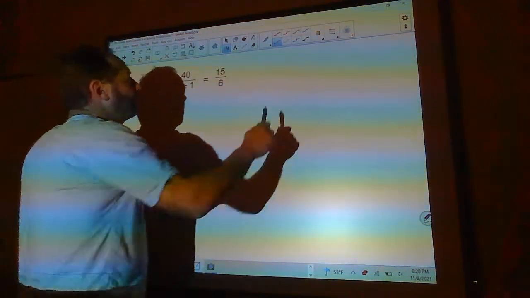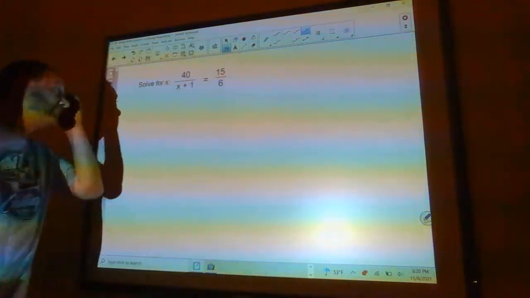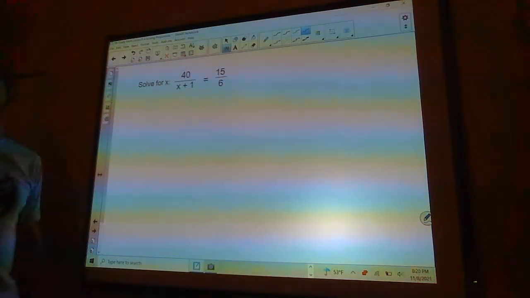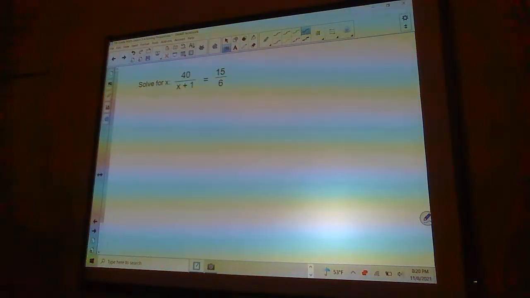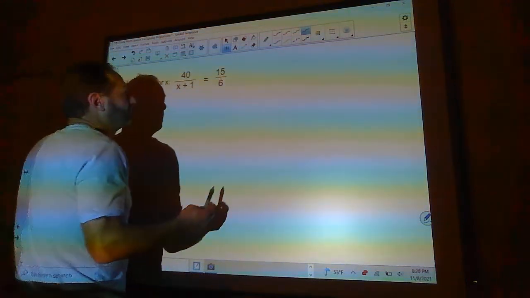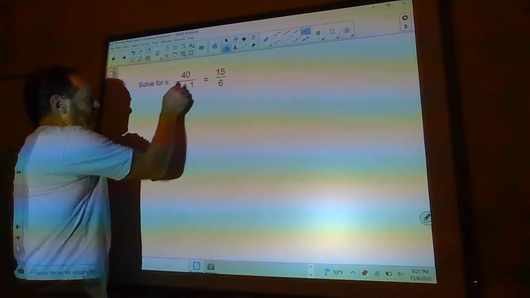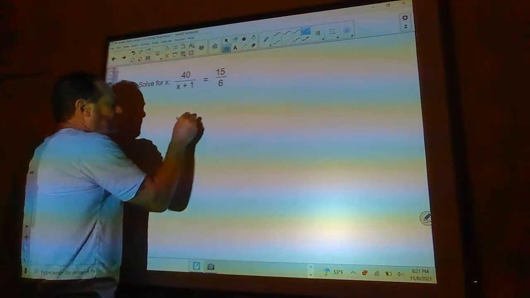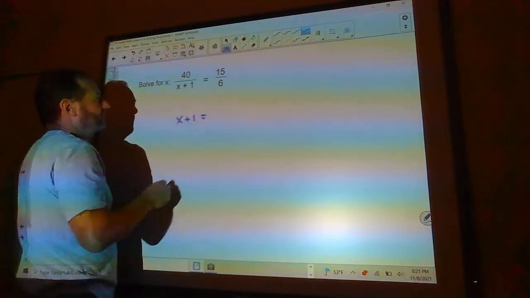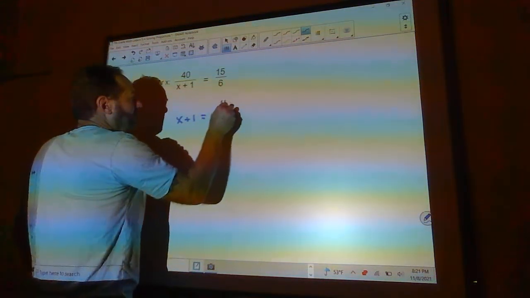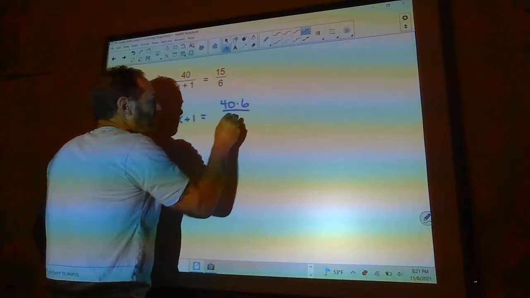Okay, let's look at this bad boy. This thing is a little bit different because it doesn't just have a variable. It's got an x plus 1 here, which complicates things a little bit, but not too bad. So this one I'm going to do the same way. This is my variable. X plus 1 is going to equal 40 times 6 divided by 15.